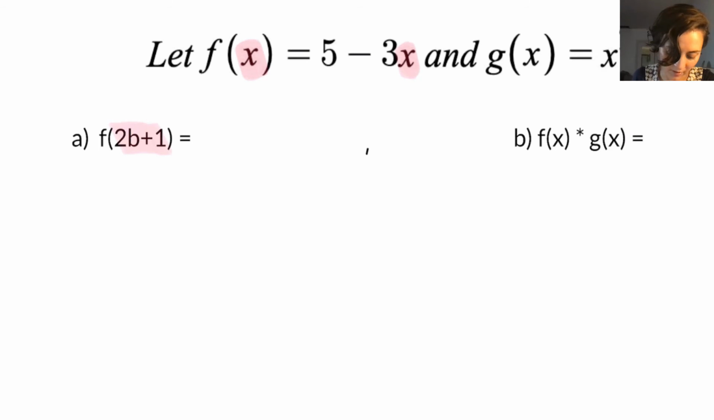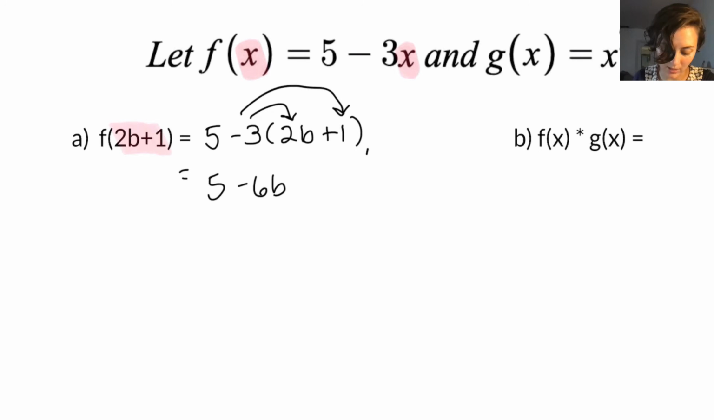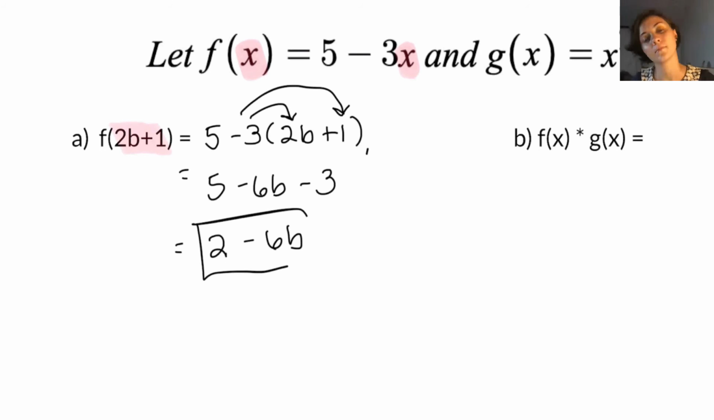So this will equal 5 minus 3 times 2b plus 1. So I substituted 2b plus 1 in for x. And now I will simplify this by distributing the 3. And I need to make sure to distribute negative 3. So that will be negative 6b. And then negative 3 times 1 is minus 3. I can combine the 5 with the minus 3 to be 2 minus 6b. So that is that expression simplified.